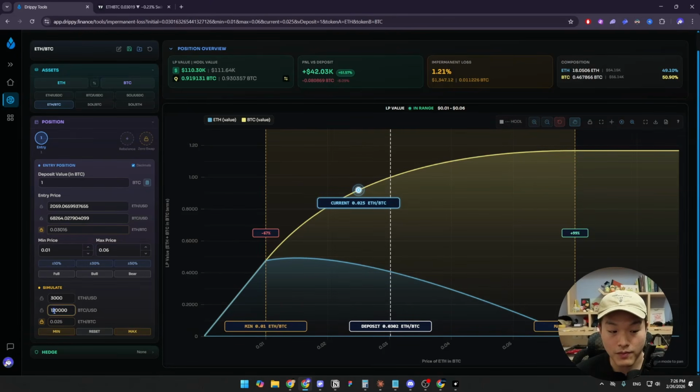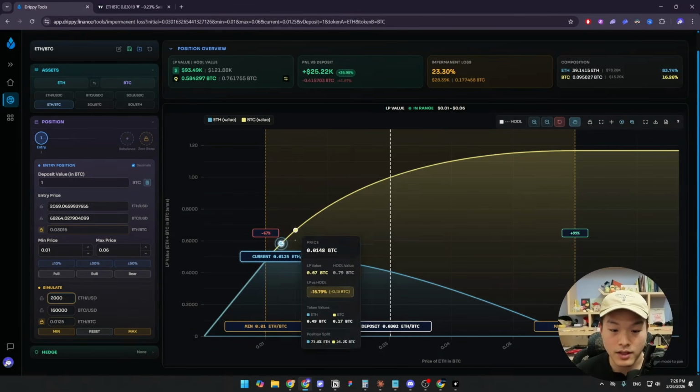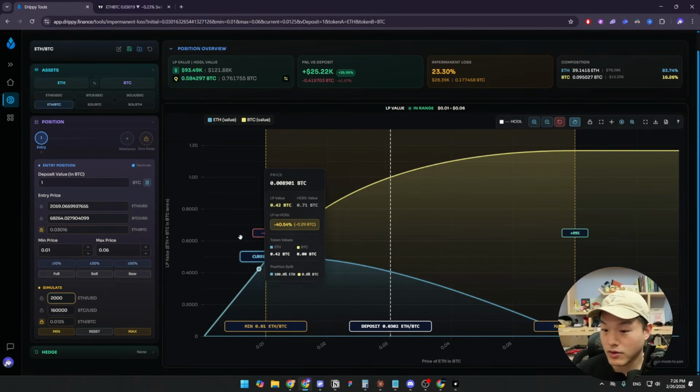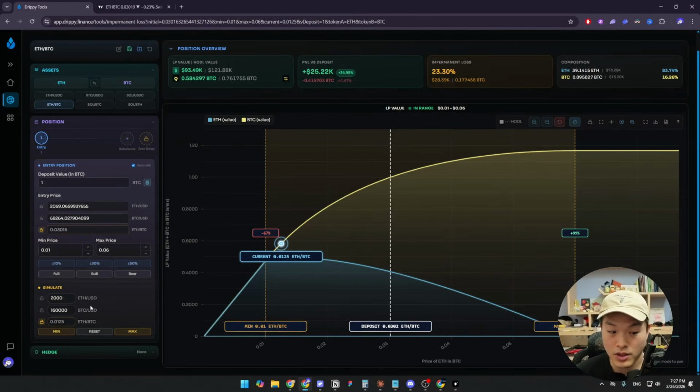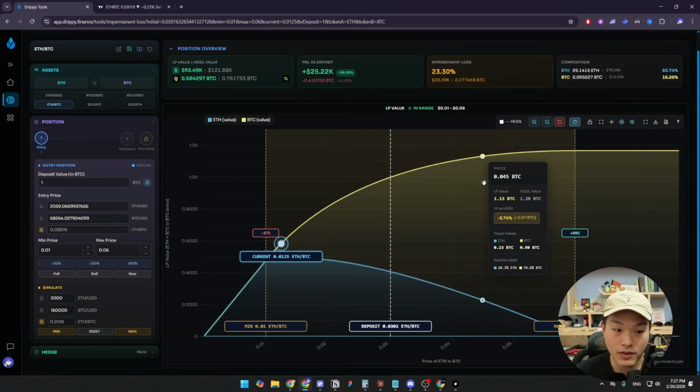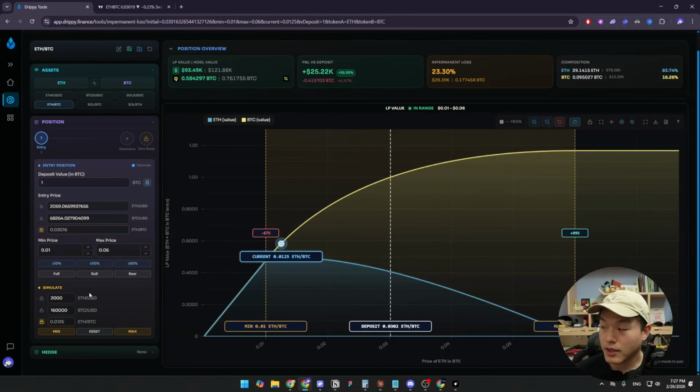Like for example, if Bitcoin goes all the way to 160K and ETH is at 2K, then you're kind of in the danger zone of where you might be getting out of range. But even a big divergence like that, you can see you're still in range for this type of setup. So that is how you would be simulating the US dollar value.